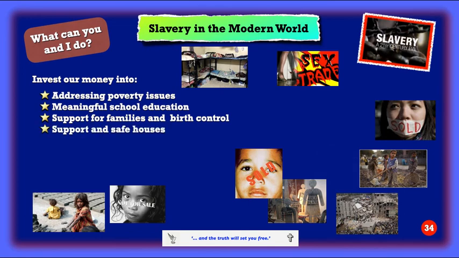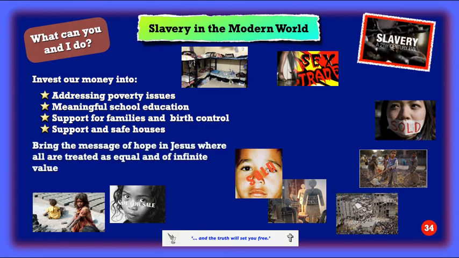We need to provide the support and safe houses for people who've been rescued from such dreadful slavery. It may take years for them to recover and be restored. But that's the greatest thing.